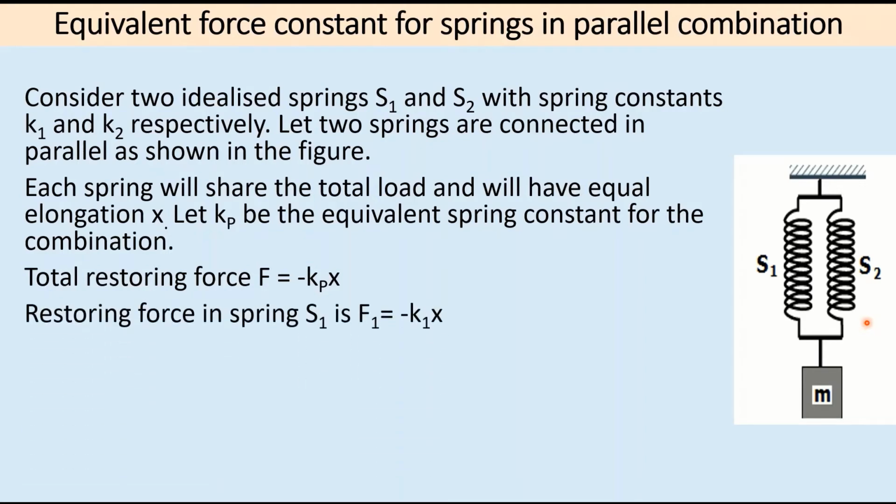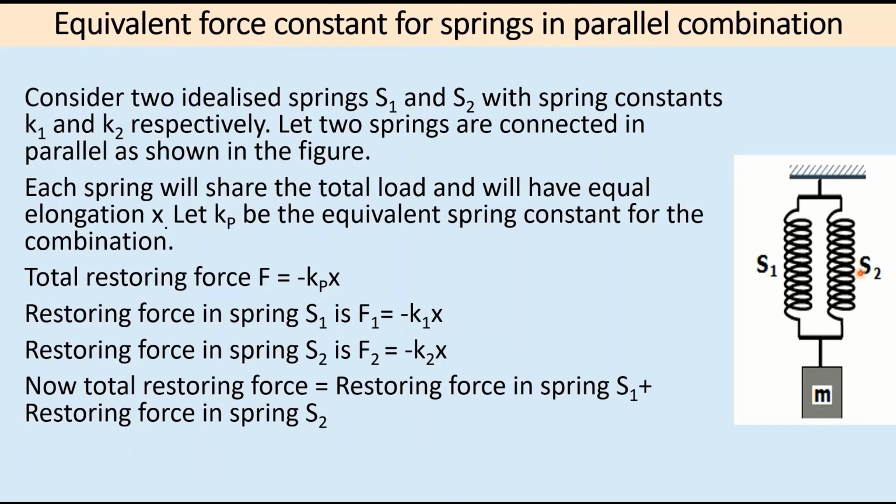So restoring force in the spring S1 is given by F1 is equal to minus K1 into x. Restoring force in the spring S2 is given by F2 is equal to minus K2 into x, where K2 is the spring constant for the second spring. So now the total force acting is equal to the restoring force in the spring S1 plus the restoring force in spring S2. That is, F is equal to F1 plus F2.